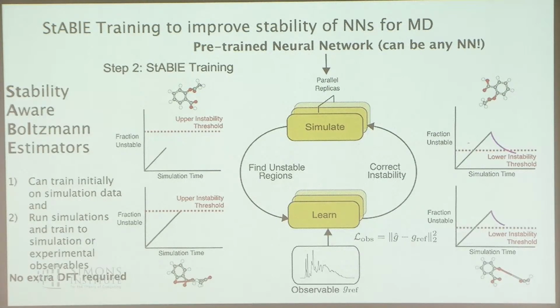Super nice. Although if you have this lookup table of constraints, why don't you just bake those into the learning of the potential in the first place?